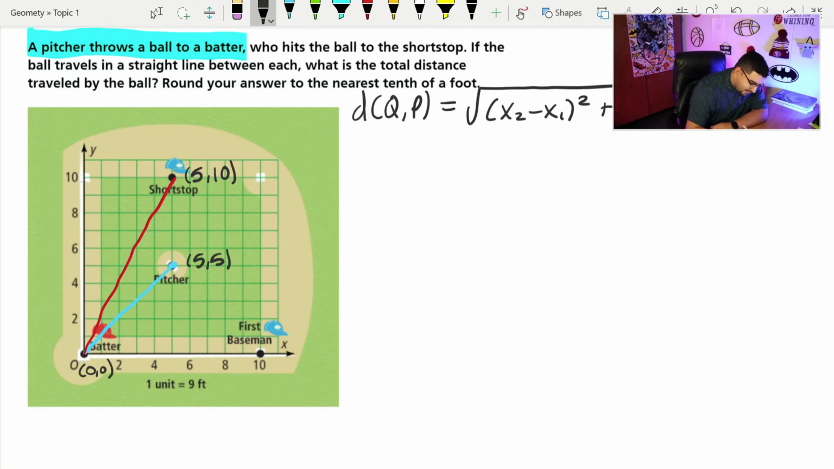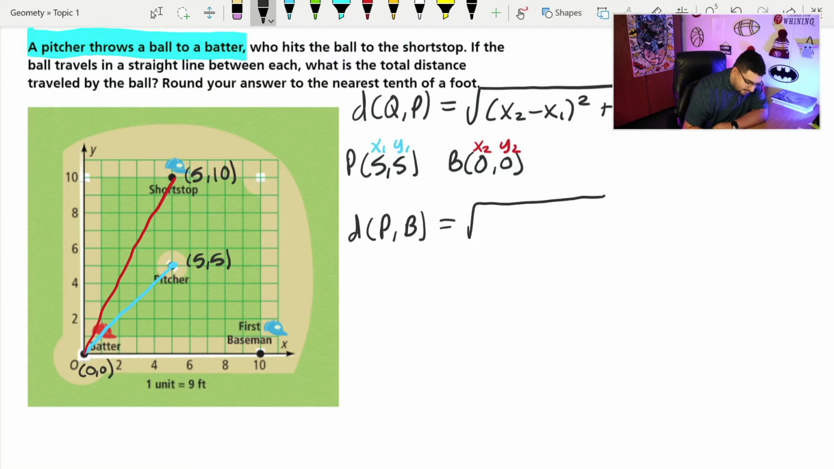So I'm going to write my first 2 points. I'm going to say point P for pitcher is at 5, 5, and point B for batter is at 0, 0. Let's label these. Pitcher is the first point, so I'm going to say x1, y1, and the batter will be x2, y2. Okay, so let's plug in these first set of points. We are looking for the distance between the pitcher and the batter.